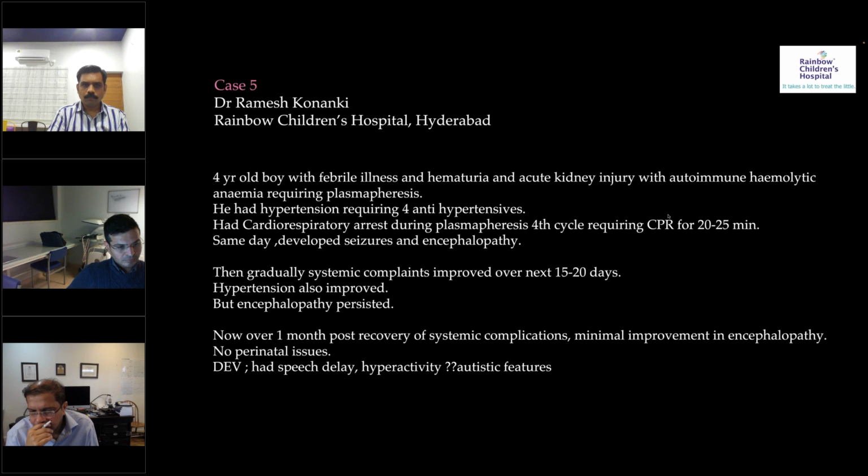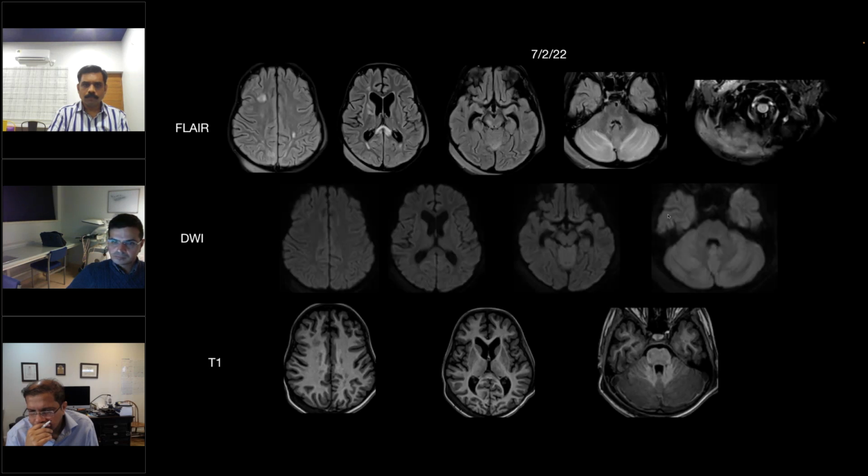Okay, thank you, Surbi. So these are the first set of images from February 7th. On the FLAIR sequences, you can appreciate focal cortical-subcortical areas of hyperintensities in the right frontal region, also involving the parietal white matter. If you come lower down, you can appreciate that there is also involvement of the basal ganglia on both sides, more on the right, and also the internal capsule.